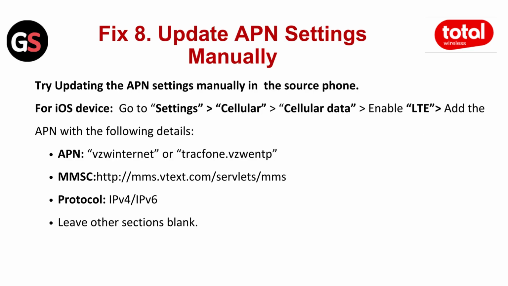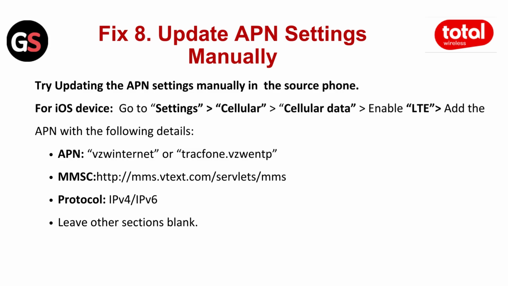Update APN settings manually. Try updating the APN settings manually in the source phone. For iOS device, go to Settings, then go to Cellular, tap on Cellular Data, enable LTE, add the APN with the following details: APN VZW Internet or TracPhone.vzw, MMSC http mms.vtext.com/servlet/mms, protocol IPv4 or IPv6.